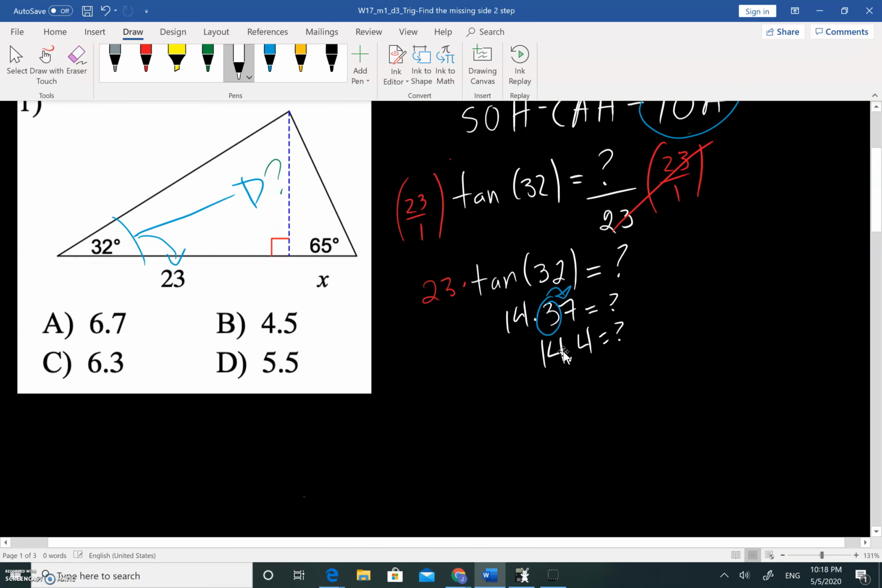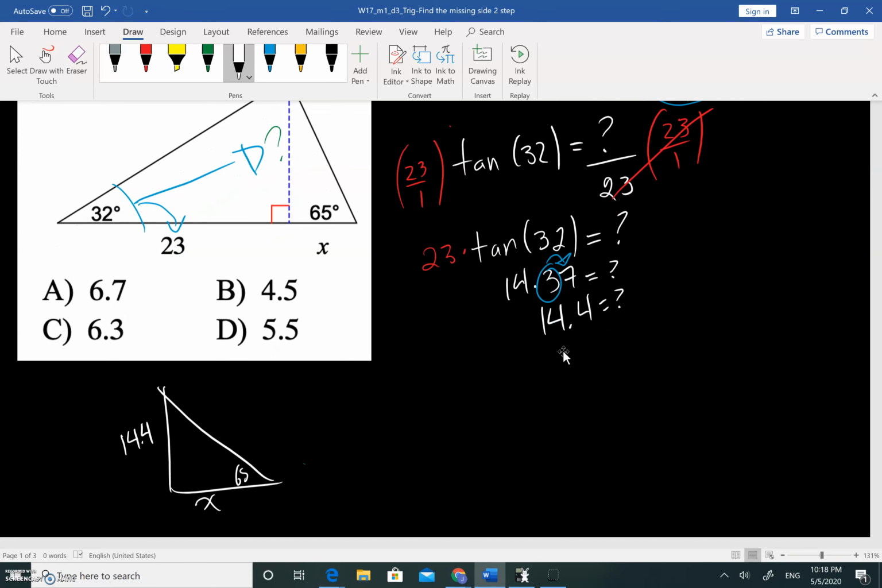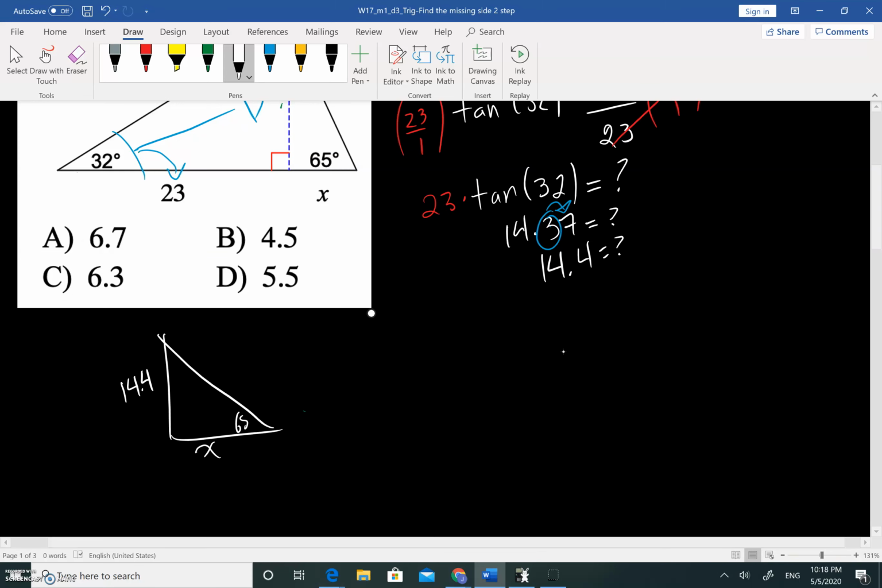So now that I have this, I can go ahead and redraw the triangle that I have on the right. I now know that this is 14.4. This is 65, and this is my x. And now I can go ahead and solve for x because now I have two things. I have the angle and I have my opposite side to it. So this is going to be my opposite and this is going to be my adjacent. So opposite and adjacent, we're still working with tangent. So it's going to be tangent of 65 is equal to 14.4 over x.